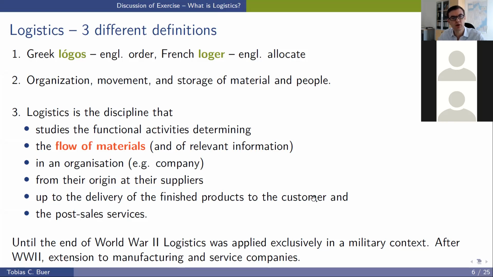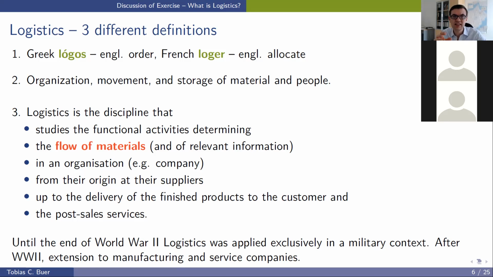So here they include also the post-sales services. They consider a whole chain, a network of companies that are connected by this flow of materials. So somehow the main message that was also in many of the student definitions is we want to manage the flow of materials, and we manage this flow of materials by having a lot of information, a lot of data about these materials and making good decisions on how to manage this.